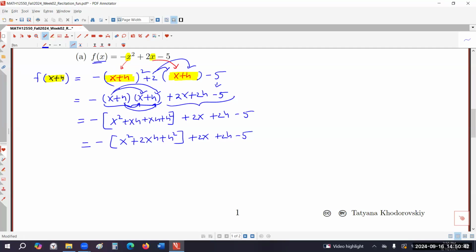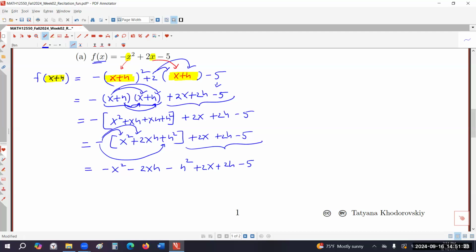And then what happens? What happens to the negative in front of this bracket? We need to distribute that. So every term you see inside your bracket or parenthesis will change its sign. So x squared is negative, 2xh is negative, h squared is negative. And again, all of these, we bring them down. That's our step 1. Substitute, simplify.